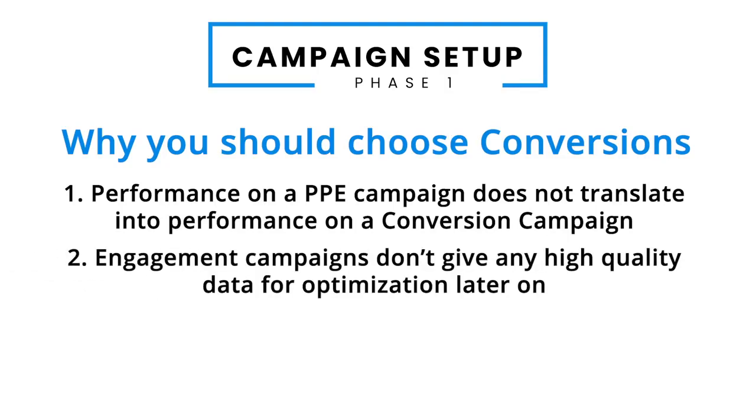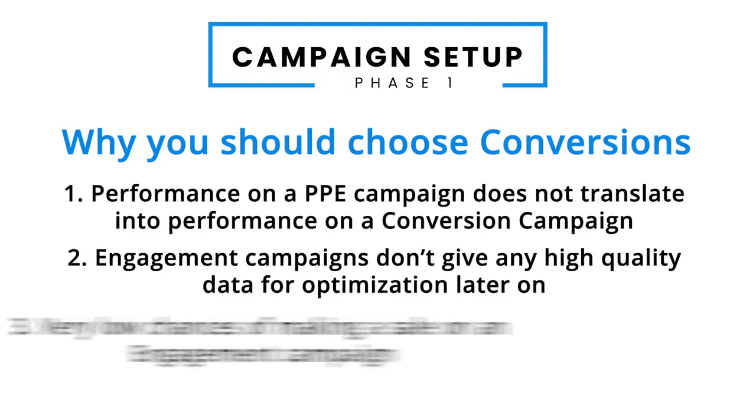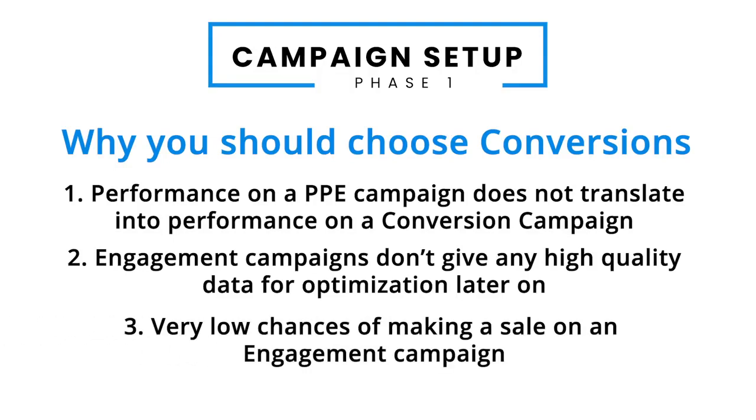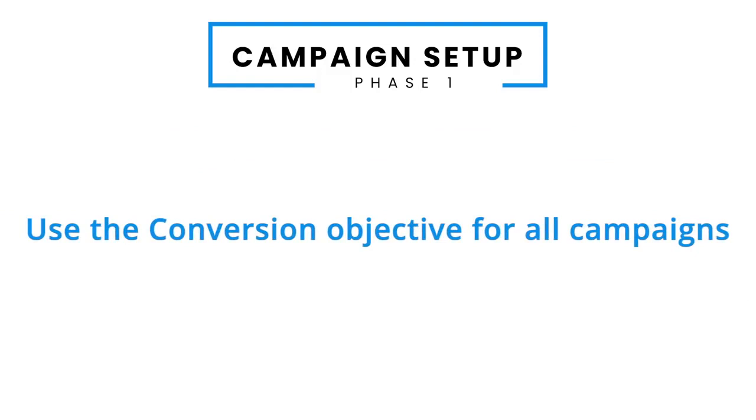Engagement campaigns also don't really give any valuable data to use later on. Almost all of the users interacting with your advertisements in an engagement campaign are low quality and not likely to make a purchase. Since your pixel can only make predictions based on the data you feed it, low quality data will result in very little optimization. Lastly, with engagement campaigns, the chances of making a sale are much lower, whereas with a conversion campaign, you could very likely make sales on the first day because your ad is being shown to a high quality group of users. For those reasons, I recommend that you always use the conversion objective when testing and scaling products.